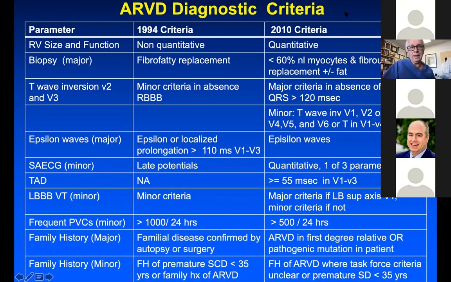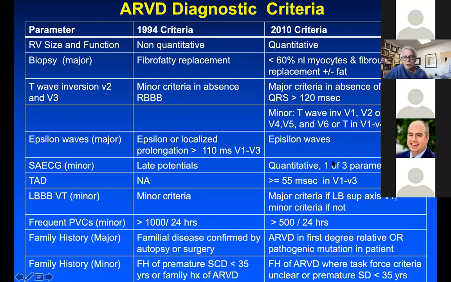And you have the 94 criteria and the 2010 criteria. It lists RV size and function. It's quantitative biopsy; they give specific percent normal myocytes. T-wave inversion in V2 and V3 is a major criterion. It's very easy to diagnose. If you have just V1 and V2, it's a minor criterion. Epsilon waves are listed as a major criterion, but I'm going to encourage you to ignore those, and I'll go over that a little bit later.